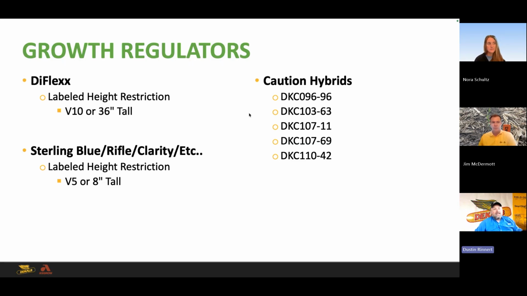Probably don't want to push that label as we look at the unsafe end products, be it Sterling Blue, Rifle, Clarity. We're probably right at that in a lot of areas, especially in this early planted corn, that we need to cut that off. And then again, we are rating some hybrids on sensitivity to growth regulators. A lot of those new products that were released last year, the launch class 103.63, 107.11, 107.69, are a caution.